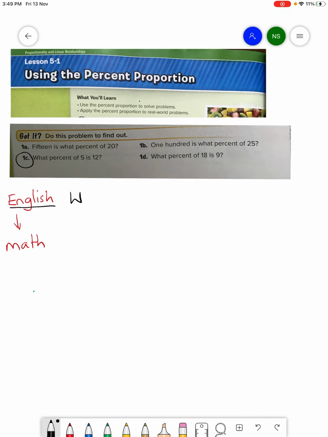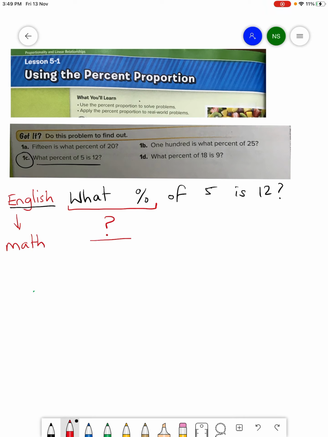Write the sentence in English. So the sentence says, what percent of 5 is 12? That's the question. Let's change that into maths. So what percent, we asked to find something, so let's use a question mark, but they've written percent, so let's write that over 100. Now, of in maths is times, 5 is simply a number, is in maths means equals, and 12 is a number.